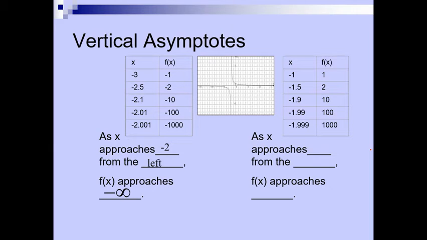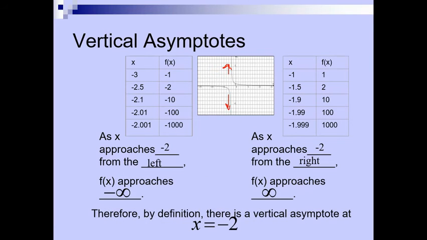Now let's approach it from the other side: -1, -1.5, -1.9. As it approaches -2 from the right, notice how your f of x is now approaching infinity. They're just getting larger and larger. We're just looking at the y values here. So you have -infinity down here, and then you have infinity up here. So we know that at x equals -2, you have a vertical asymptote. See that?